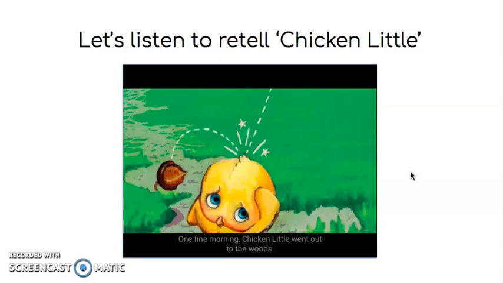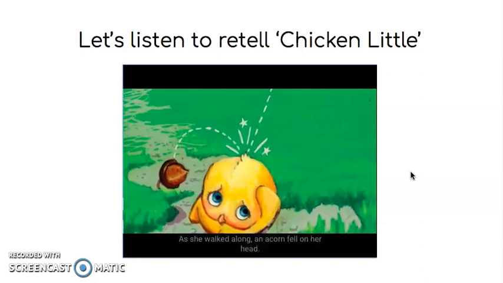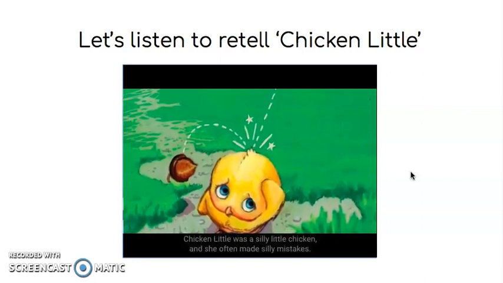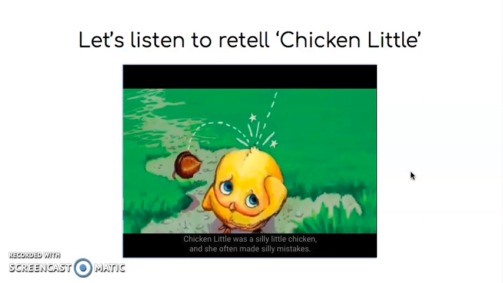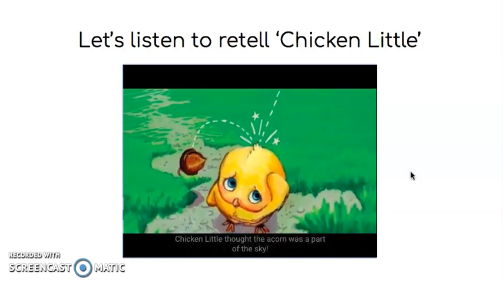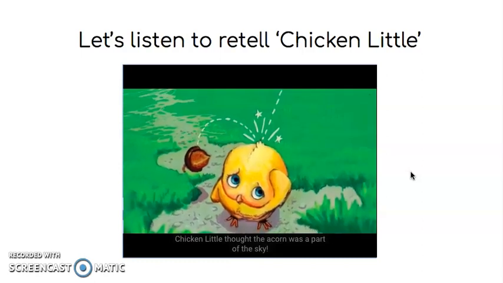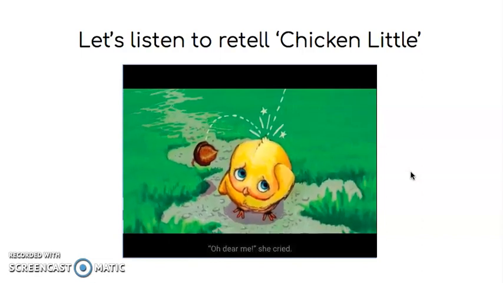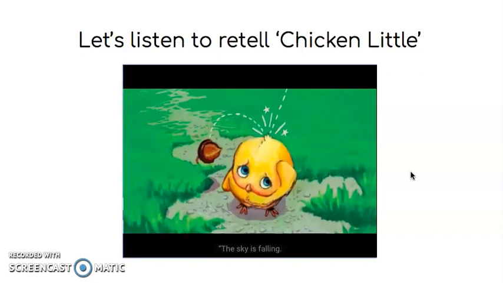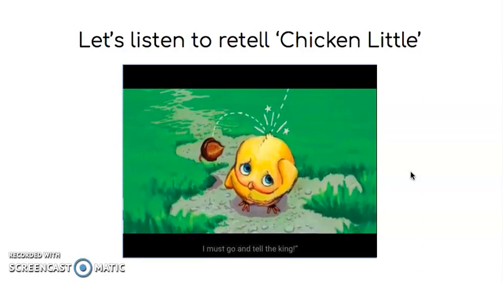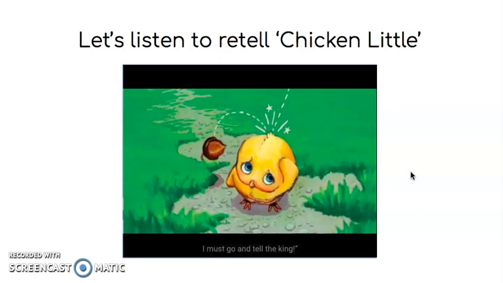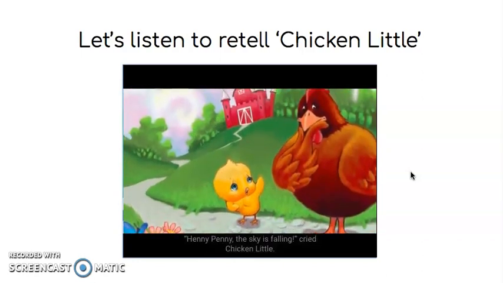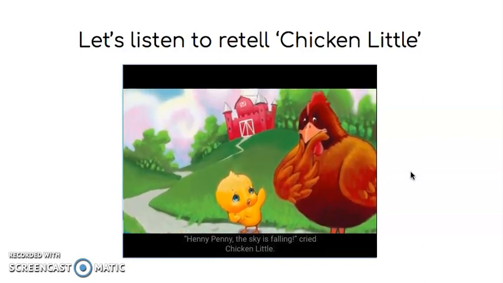One fine morning, Chicken Little went out to the woods. As she walked along, an acorn fell on her head. Chicken Little was a silly little chicken, and she often made silly mistakes. Chicken Little thought the acorn was a part of the sky. Chicken Little was so caught by surprise that she worked herself into a tizzy. "Oh, dear me!" she cried. "The sky is falling! I must go and tell the king." On her way to see the king, Chicken Little met Henny Penny. "Henny Penny, the sky is falling!" cried Chicken Little.